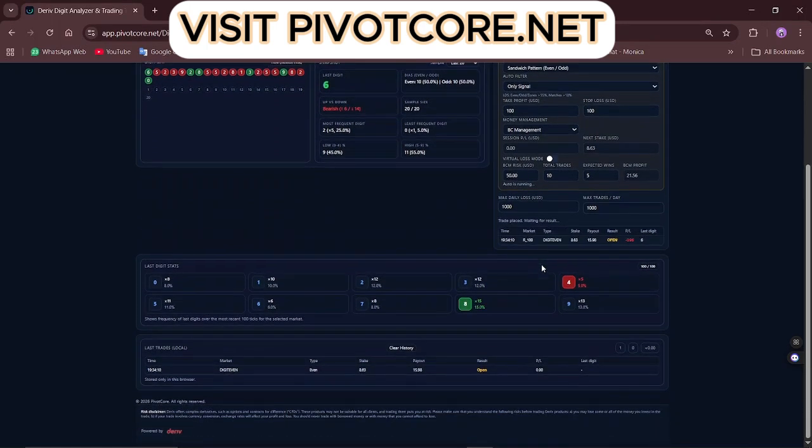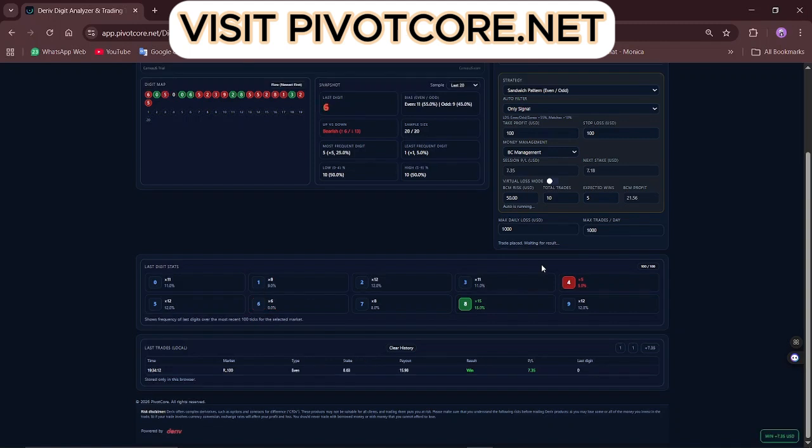If you've been trading on Deriv, you know that manual trading can be stressful and time-consuming. Today, I'm showing you a game changer for your workflow. We are looking at PivotCore.net, a powerful auto trading platform designed specifically for Deriv users.